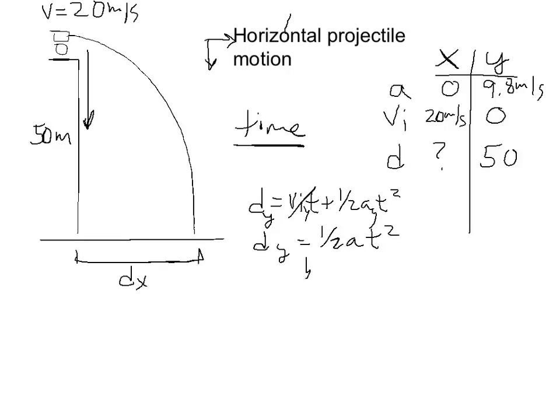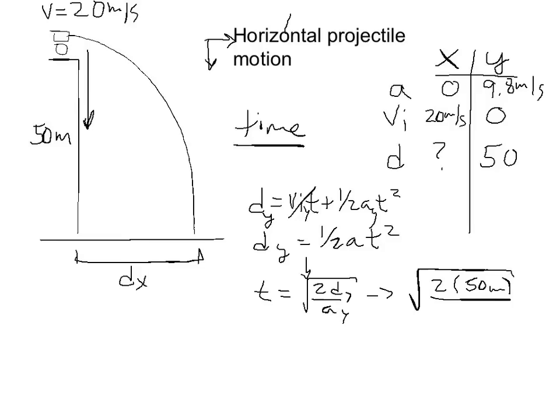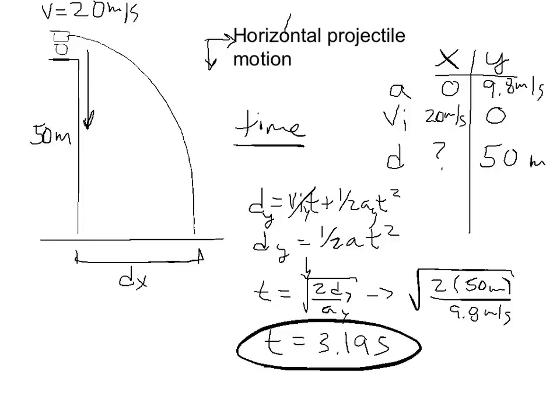And when we solve this equation for t, t is equal to the square root of 2d divided by a, and this is ay, both are y. Plug in some numbers, and we get the root of 2 times 50 meters divided by 9.8 meters per second squared, and the time that we get is equal to 3.19 seconds. So the time it takes for this object to fall down is equal to 3.19 seconds.